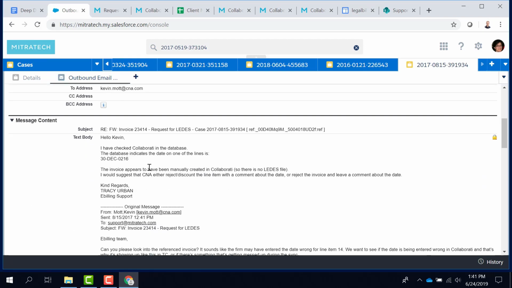All right, hello Kevin. I checked in Collaborati in the database. The database indicates the date on one of the lines is December 30th. The year is 0216. The invoice appears to have been manually created in Collaborati. I would suggest that CNA reject or discount the line item with a comment about the date, or reject the invoice and leave a comment about the date.